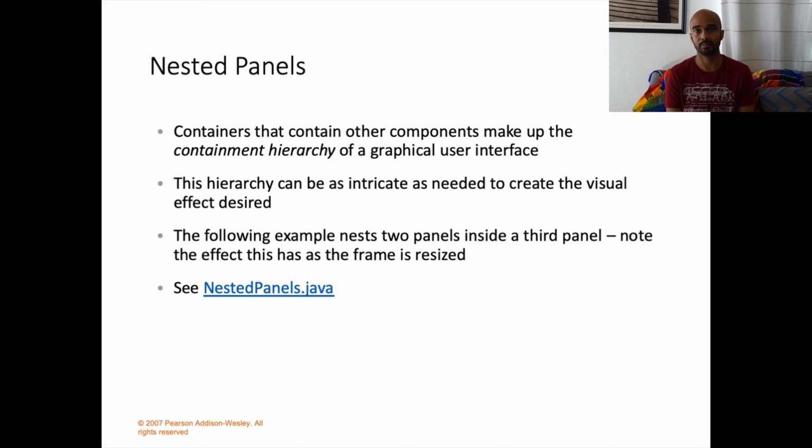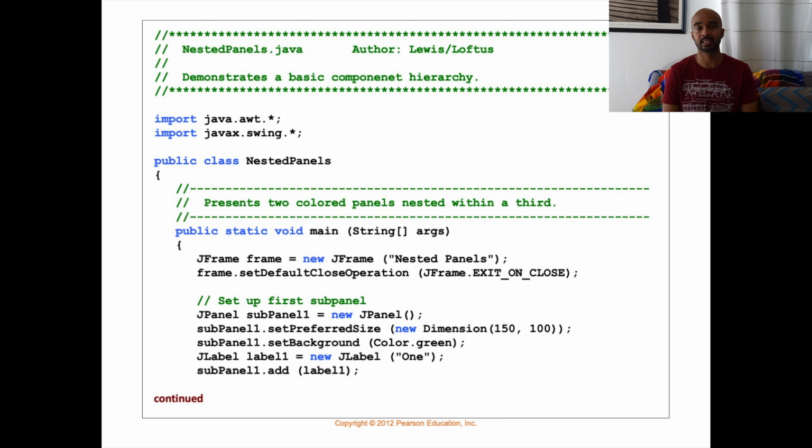I think something like this is better illustrated using the code and running it for you. So we have an example here with NestedPanels.java. Here we go. We create a JFrame. We set the default close operation to exit. And then we create a subpanel. If you notice the subpanel, the size is 150 width by 100 height, and we're setting the color to green. The next thing that we're doing is creating a label and adding it to the subpanel. That label will have the text 1.